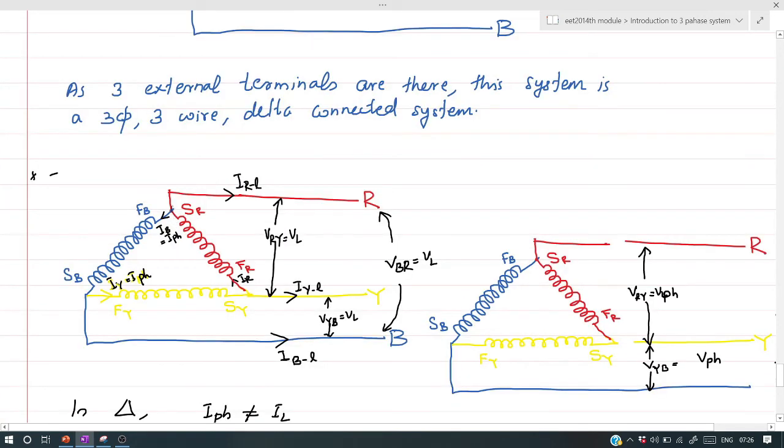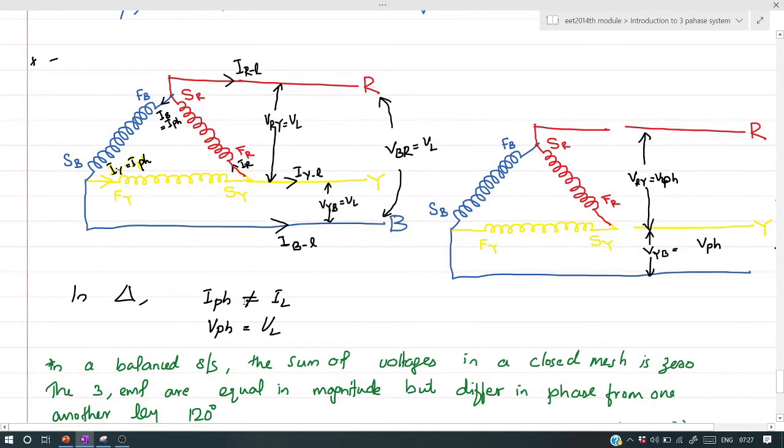As we know, the voltage across one winding is termed as phase voltage, and voltage across two terminals or two lines is termed as line voltage. When we compare these two, we can see that in a delta connected system, line voltage is equal to phase voltage. But when we consider the current flowing through the R phase, which is I phase, the current flowing through the B phase, that is I phase, the current flowing through the Y phase, that is I phase, the current flowing through this terminal is IRL, line current. So when we compare these currents, we can see that IRL, that is line current, and phase currents are not equal in the case of a delta connected system. That is, in delta, I phase is not equal to IL, but V phase is equal to VL.